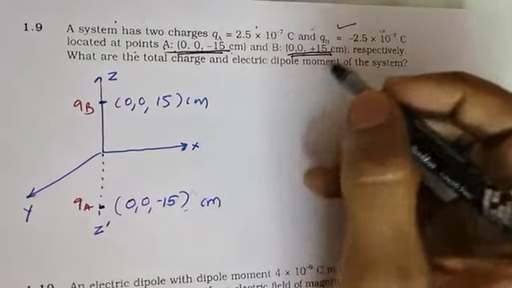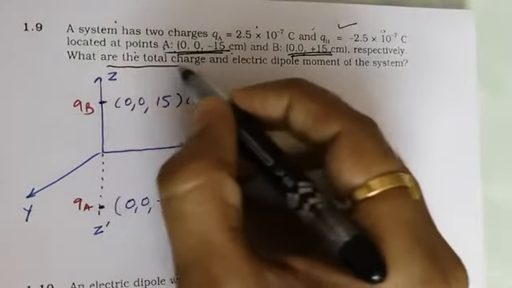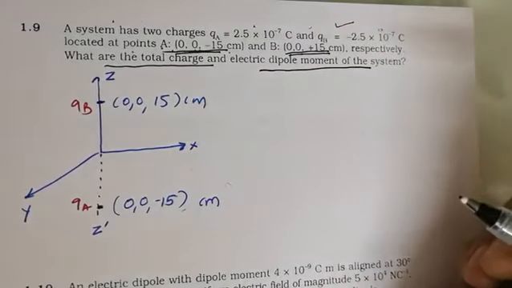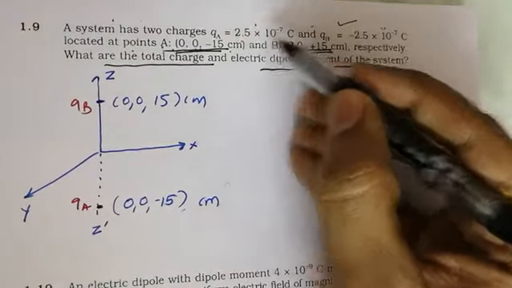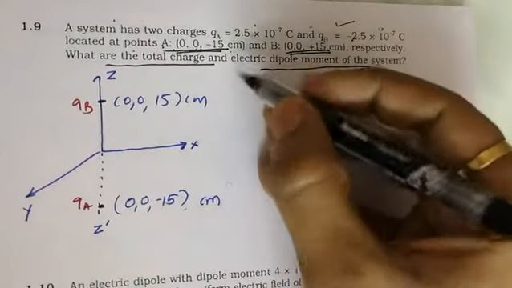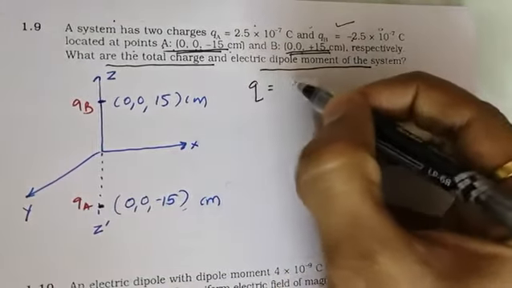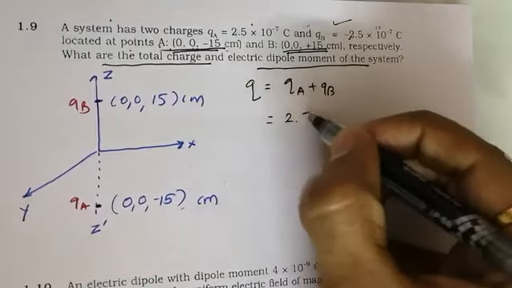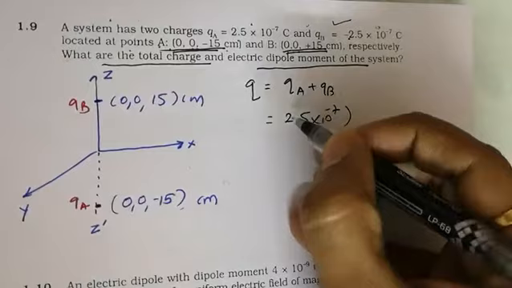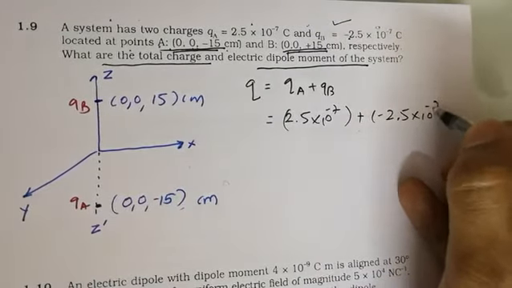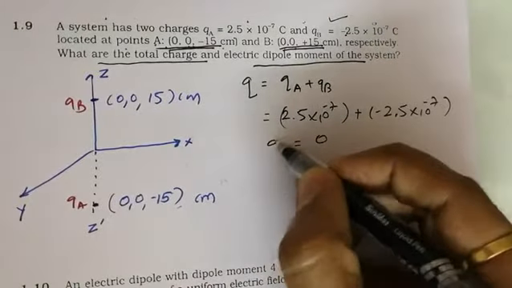Now we have been given two tasks: the total or net charge, and the electric dipole moment of this system. If this question is asked as an MCQ, I can directly say that both fulfill the condition of a dipole, so the net charge will be 0. But for the examples, we have to show it. So Q is equal to Q_A plus Q_B. One is 2.5 × 10^-7 coulomb positive, and the other is -2.5 × 10^-7. So the net charge will be 0.